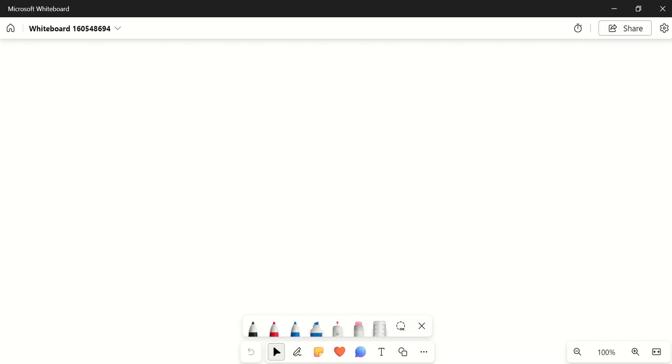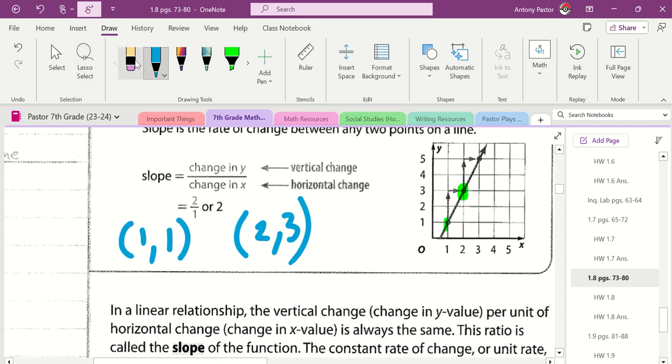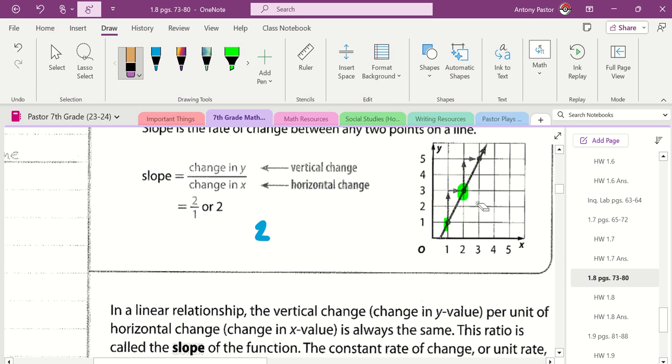All right, moving on. Let's do a few example questions, and let's go ahead and erase this off of our OneNote so we don't have it on there when you guys are looking.